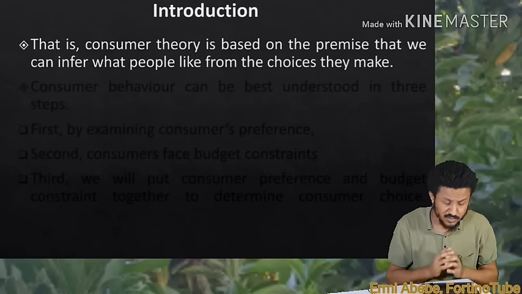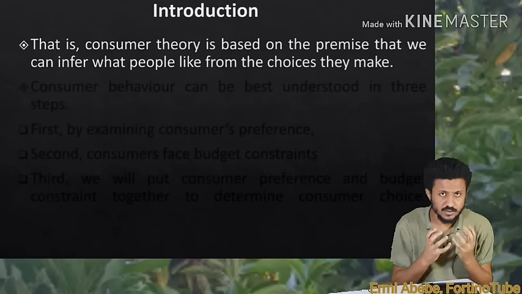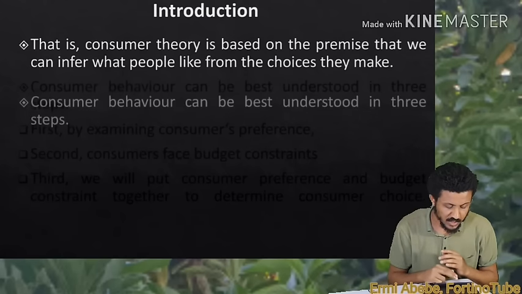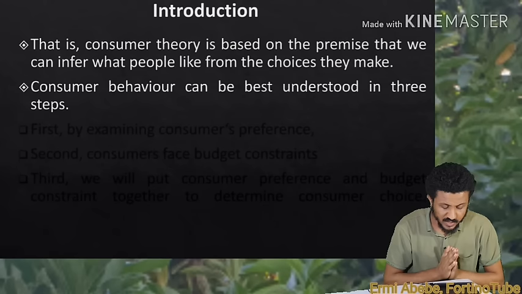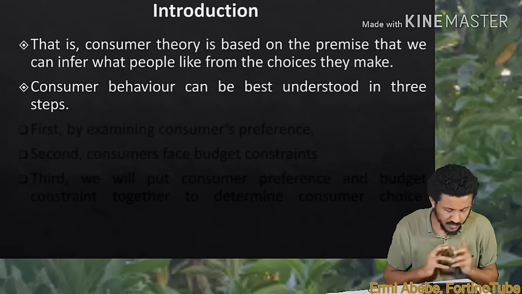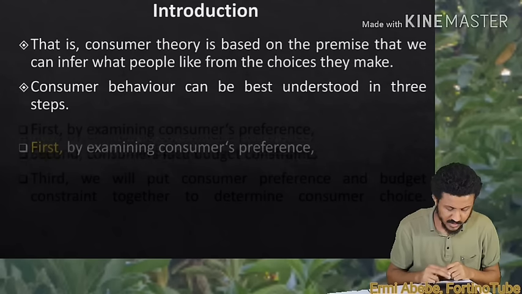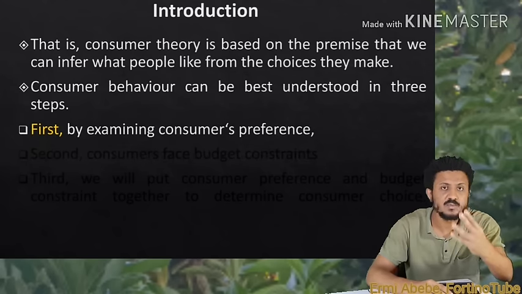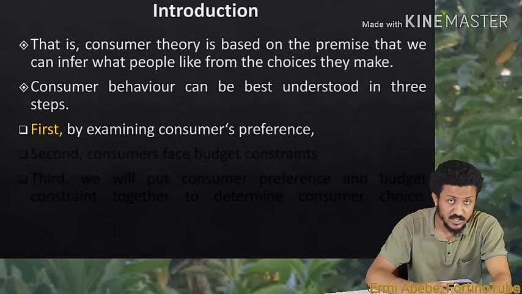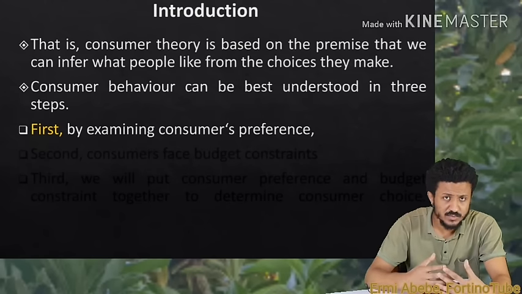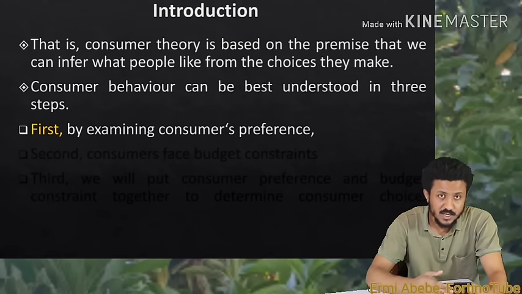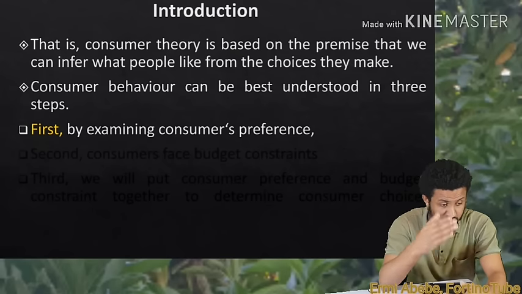So in order to understand consumer behavior, we have three steps. Consumer behavior can be understood in three steps. The first one is what your preference is, what you want. That is the first step that you have to take while understanding the behavior of a consumer.